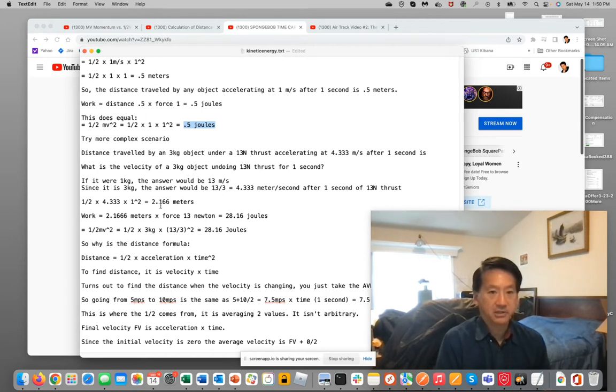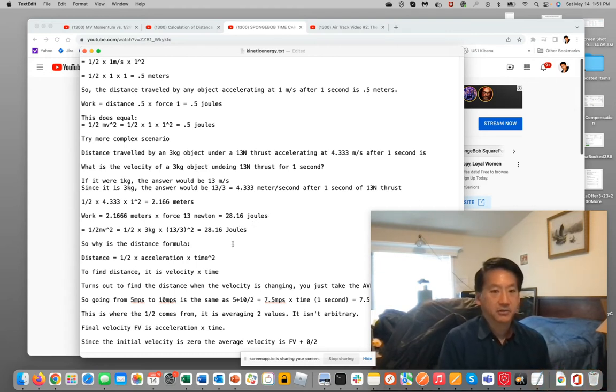So we have to then calculate how far that object would travel. So we have 1/2 times the acceleration, which is 4.333, times the amount of time, which is only going to be 1 second, squared. So in 1 second, it should be able to get 2.166 meters. So if we calculate the work, then we come out with 2.166 meters times the force of 13 Newtons, which equals 28.16 joules. Okay, so that's the amount of energy in joules being put into the rocket to fire it for 1 second.